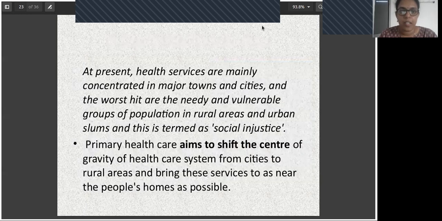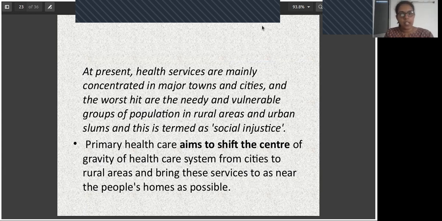At present, health services are usually concentrated in major cities and towns. Even if you pass out and become a dental professional, how many of you would like to put up a clinic in a rural village or in a poor economic background area? I don't think many, right? It will be very rare.